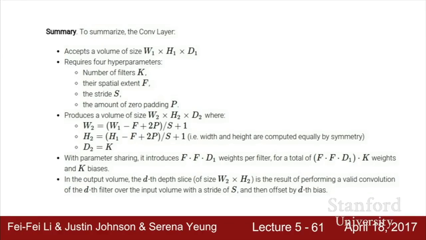Okay, and so here's just a summary of the convolutional layer that you can read a little more carefully later on. We have our input volume of a certain dimension, and we have our filters, where we have the number of filters, the filter size, the stride, and the amount of zero padding. You can use all of these, going through the computations that we talked about earlier, to find out what your output volume is going to be and how many total parameters you have.